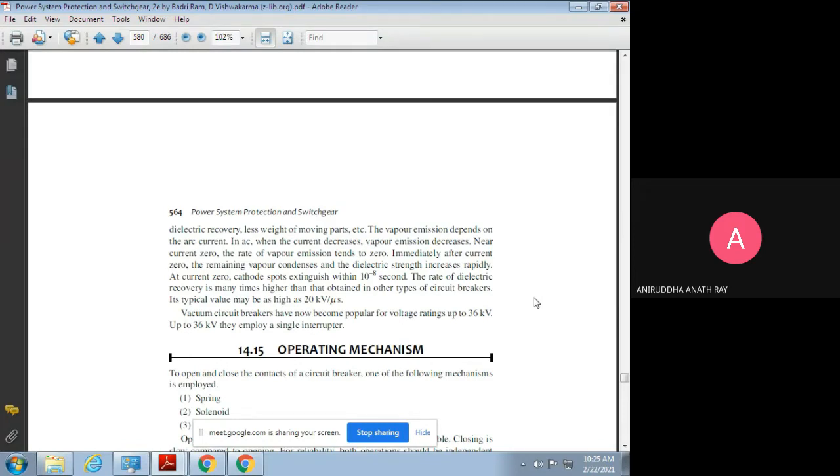Its typical value may be as high as 20 kilovolt per microsecond. So again, vacuum circuit breakers have now become very popular for voltage ratings up to 36 kilovolt. So up to 36 kV, these breakers employ a single interrupter.